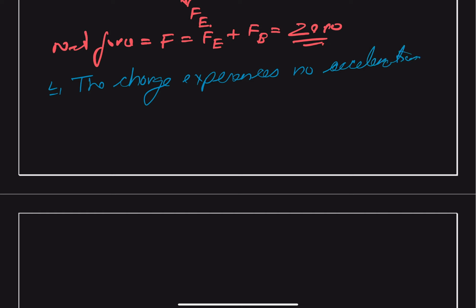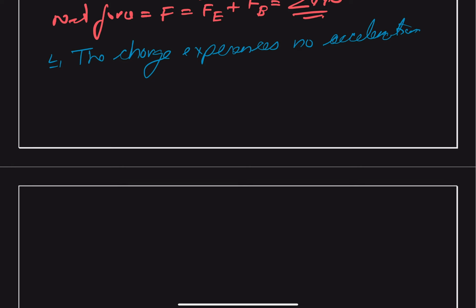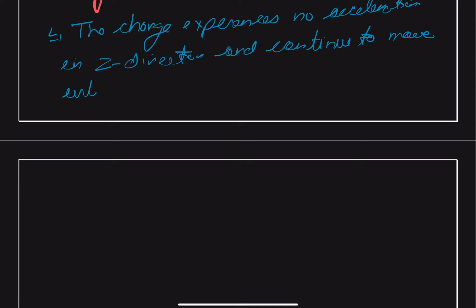So from here we can say that the net force is 0, so the particle experiences no acceleration. This is an important conclusion: the charge experiences no acceleration in z direction, and continues to move with the uniform velocity Vx in positive x direction.